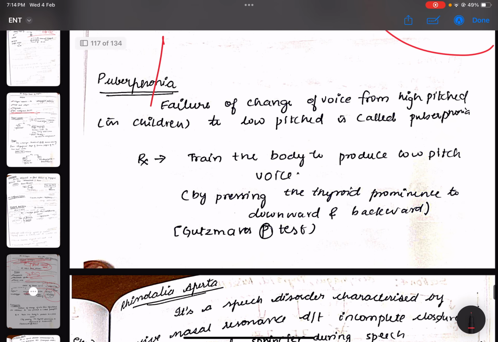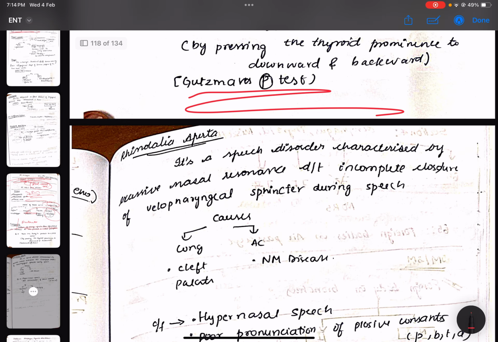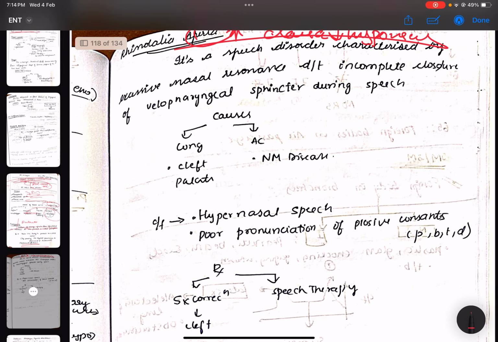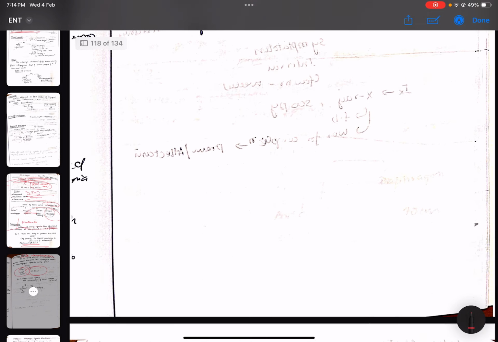Again, puberophonia is something to do with puberty. If there is no change, then obviously you need to do a procedure. This is the procedure name, so make sure you present the procedure. What is aperta? That is excessive nasal voice. Then clausa is hyponasal voice. So study it accordingly, and make sure you know the clauses. I think that should be more than enough.